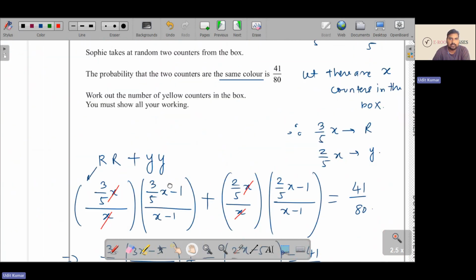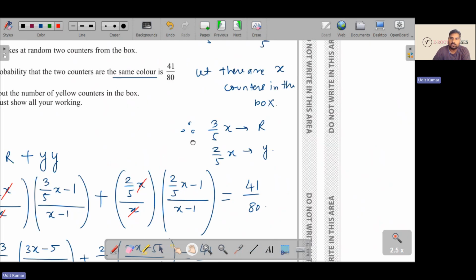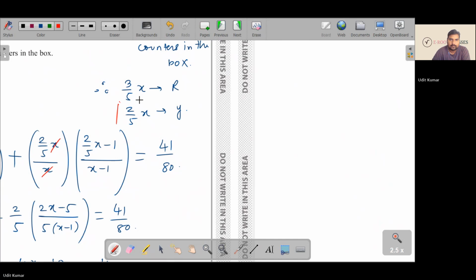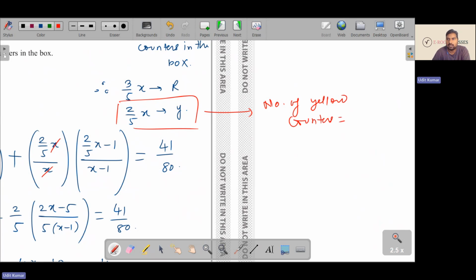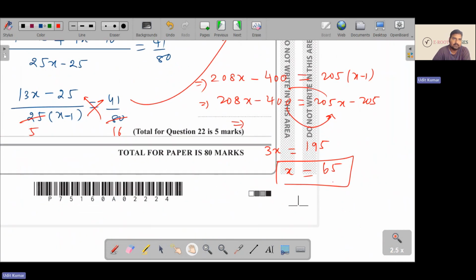Now, we have to work out the number of yellow counters in the box. The number of yellow counters is 2/5 of x, so 2/5 of 65. That's 13 times 2, which is 26. So 26 is the correct answer.